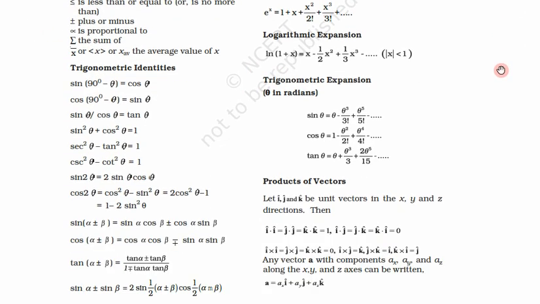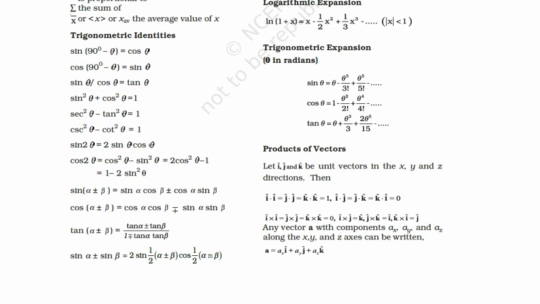Now some trigonometric identities, because these are going to be used very much. Sine 90 minus theta is equal to cos theta. Cos 90 minus theta is equal to sine theta. This one we have seen, sine theta upon cos theta is equal to tan theta. Sine squared theta plus cos squared theta is always 1, no matter what is the value of theta.